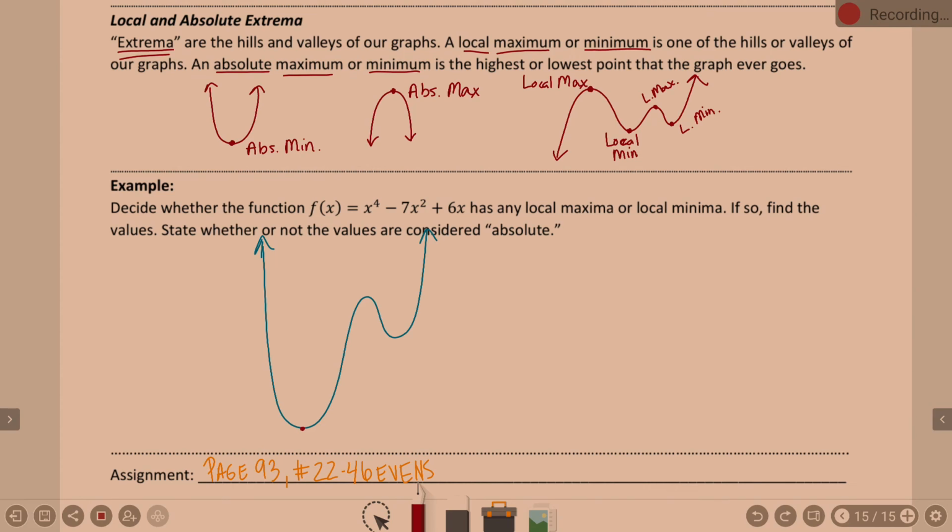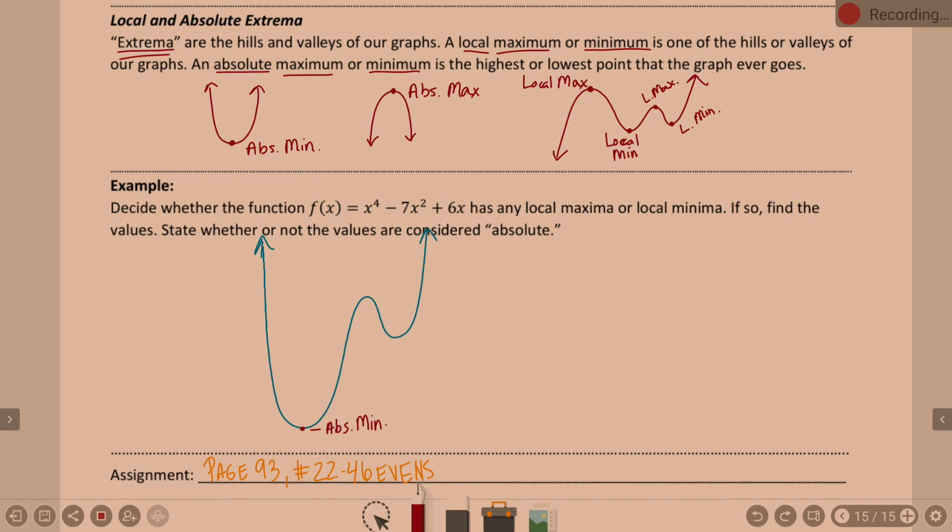Okay. This is an absolute minimum, yes? It's a minimum because it's a low point. It's the absolute. Will my graph ever go lower than this point? No. So that is an absolute minimum. Now, they want a specific value. No, tracing and guessing is not good enough.